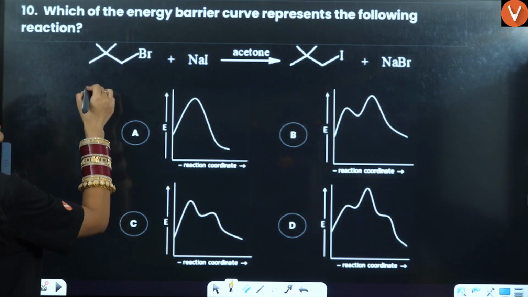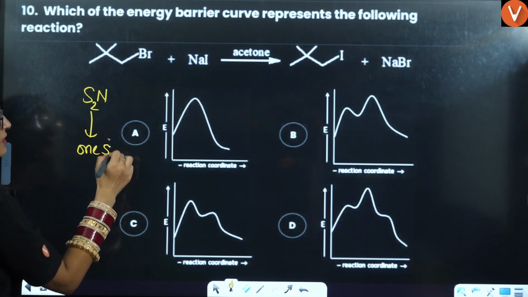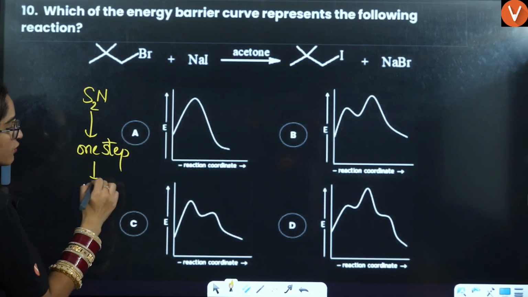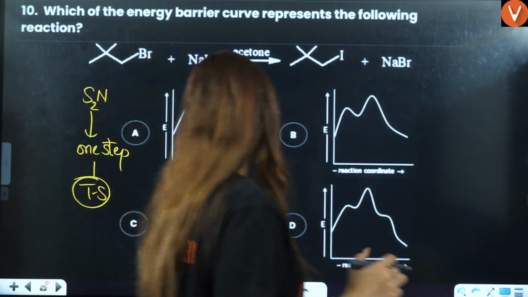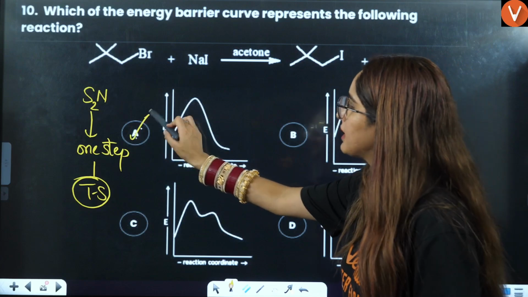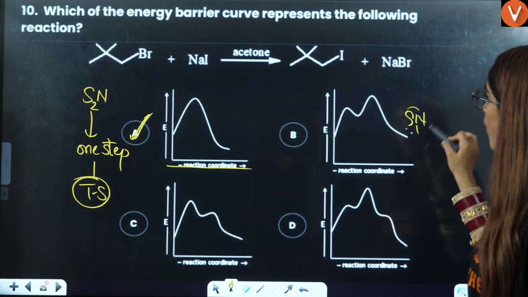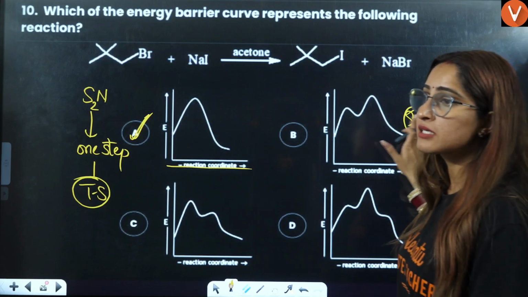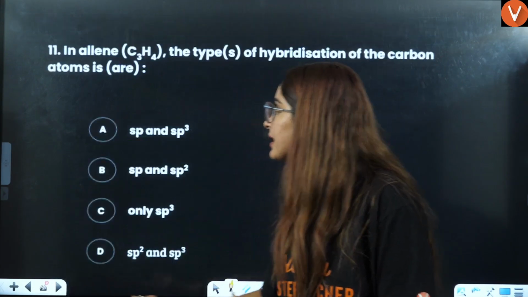Yes, it is an SN2 reaction which occurs in one step, right? That is why it has the formation of a transition state. So as you can see, you require only one transition state, which is only possible in the case of graph A. The other is the graph of the SN1 mechanism, where you have carbocation formation. So the answer is A.